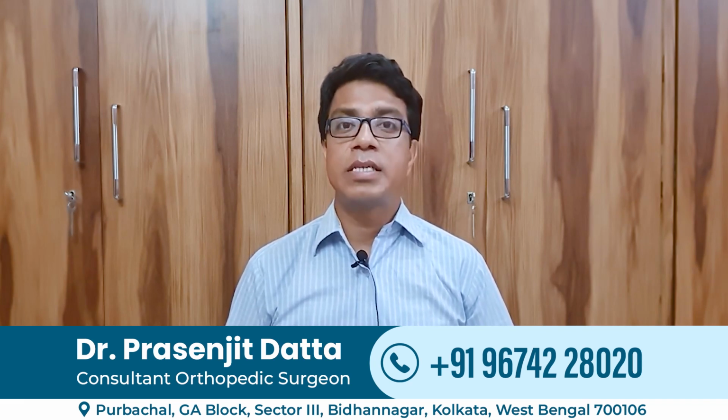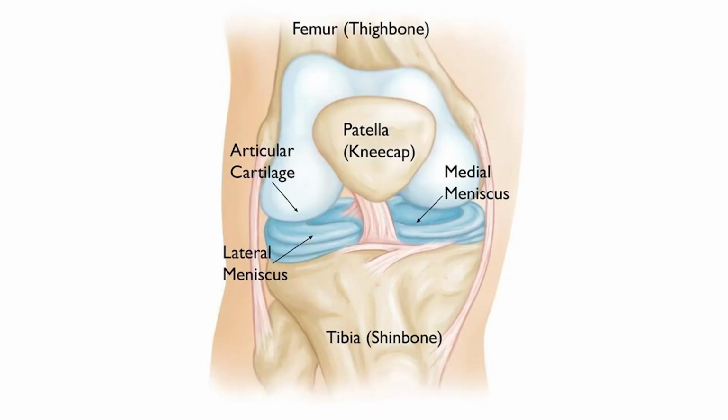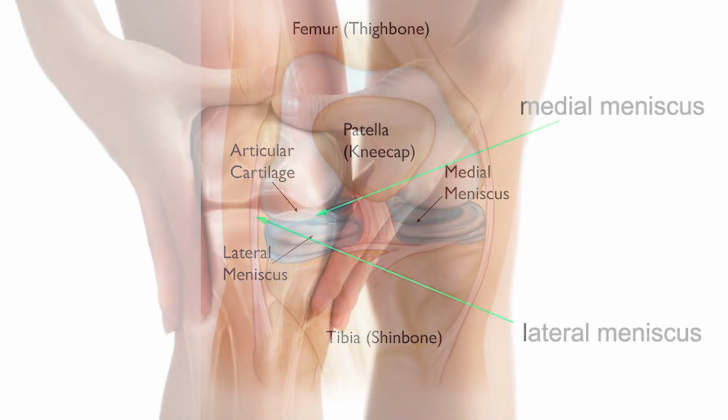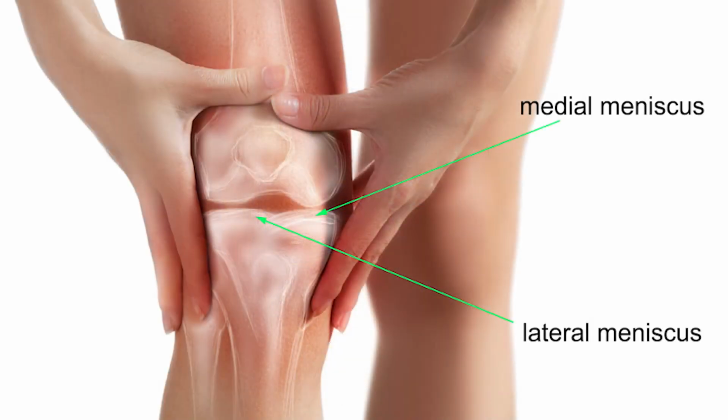Meniscus or menisci are two C-shaped ligaments which are situated in between the two bones of our knee joint, that is the femur and the tibia. The two C-shaped ligaments are called the menisci. There is one medial meniscus and there is one lateral meniscus.